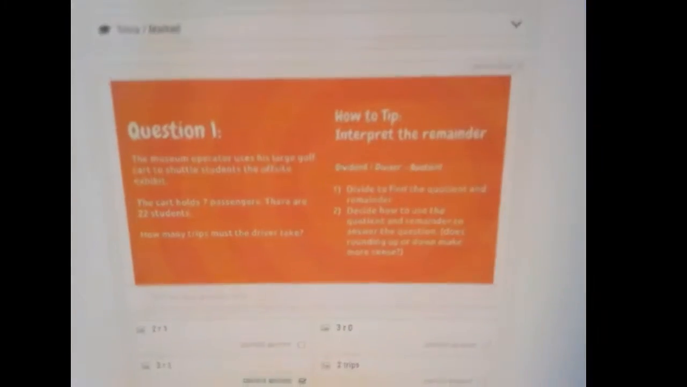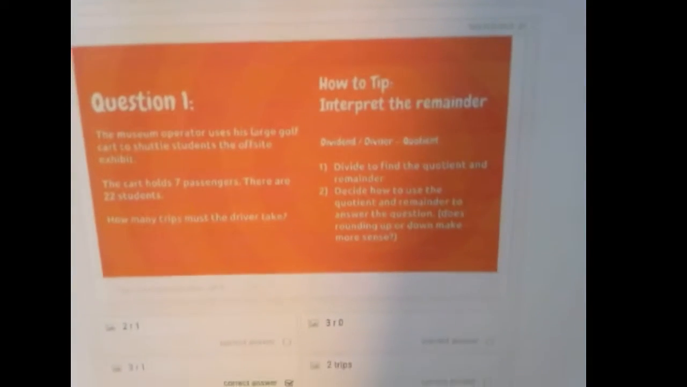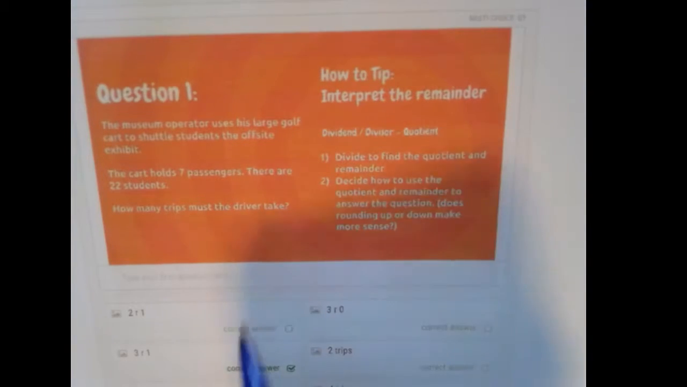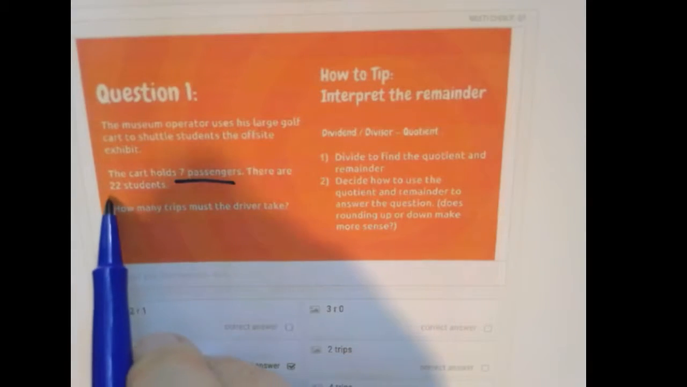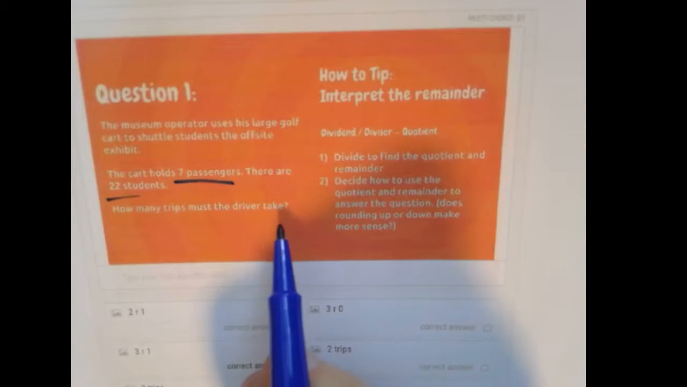Maybe I'll zoom in a little bit on this. The words are a little tight. Okay, so the museum operator uses a large golf cart to shuttle students to the off-site exhibit. The cart holds 7 passengers and there are 22 students. So how many trips must the driver take?